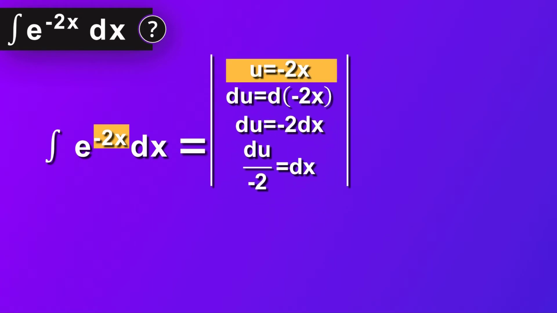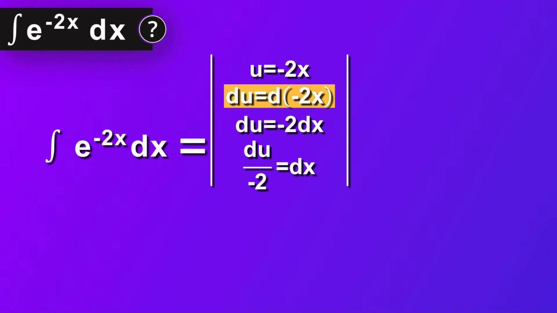We also have to know what the derivative of u is. So we write the derivative of u equals d of minus 2x. From rules that we can apply to derivatives, we know that the derivative of minus 2x equals minus 2 multiplied by the derivative of x, as minus 2 is a constant value. Thus, we have du equals minus 2 dx.